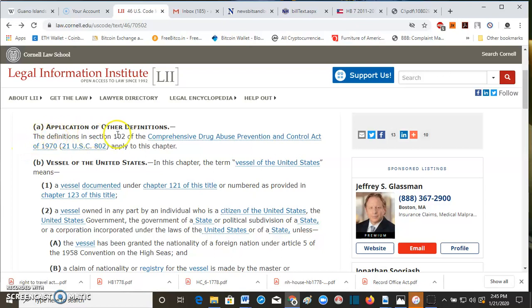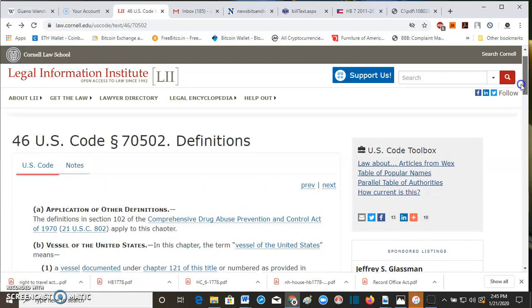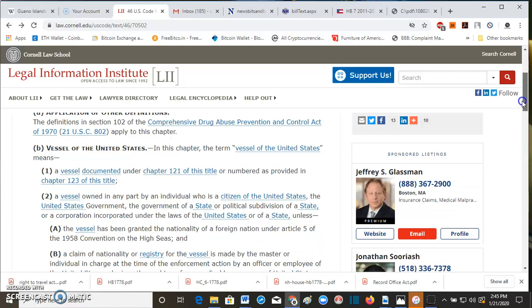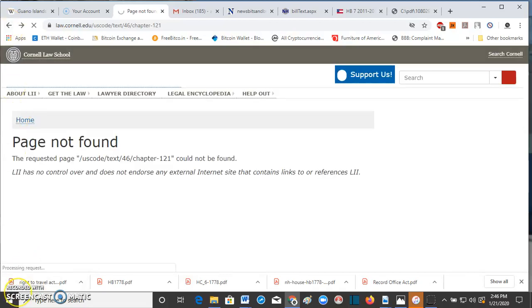other definitions. The definition section. So this is 46 US Code 70502, definitions. This is their words, not mine, okay? Vessel of the United States in this chapter. The term vessel of the United States means a vessel documented under chapter 121 of this title. And when I click on it, it's not there. You know what I'm saying? Are numbered as provided in chapter 123 of this title. See, page not found. Okay.